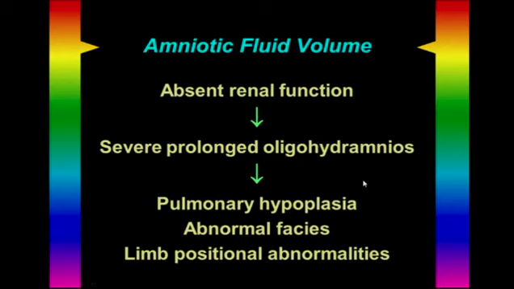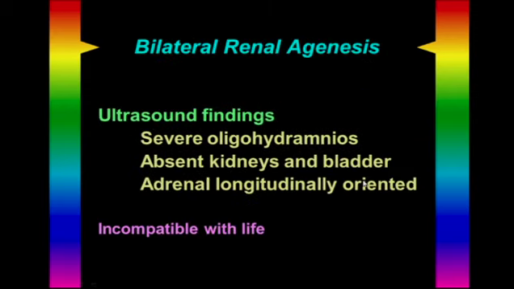Now, I mentioned that amniotic fluid was a balance between the fetus's ability to swallow and resorb the fluid and also the fetus's ability to replenish the fluid by urinating into the amniotic cavity. In the absence of renal function, the pregnancy will develop severe oligohydramnios. With severe prolonged oligohydramnios, changes in the fetus will develop, including pulmonary hypoplasia, abnormal facies, and limb positional abnormalities. In fact, if the oligohydramnios is so severe, the pulmonary hypoplasia may be so severe that the fetus cannot survive after birth. So in a fetus who has bilateral renal agenesis, on ultrasound we'll see very severe oligohydramnios.